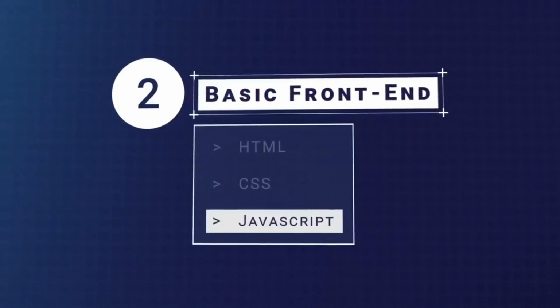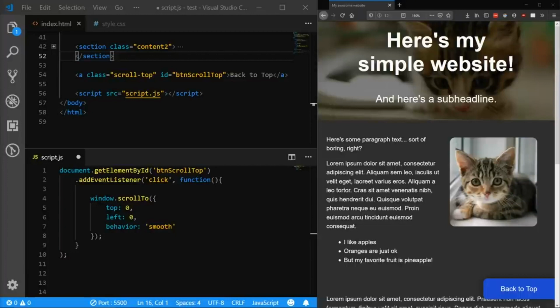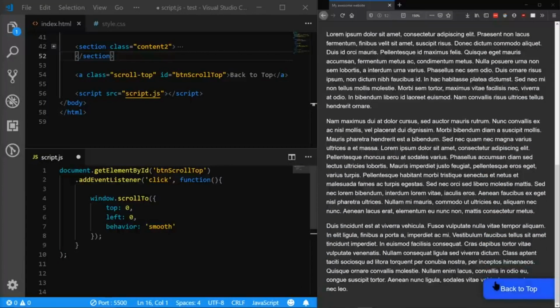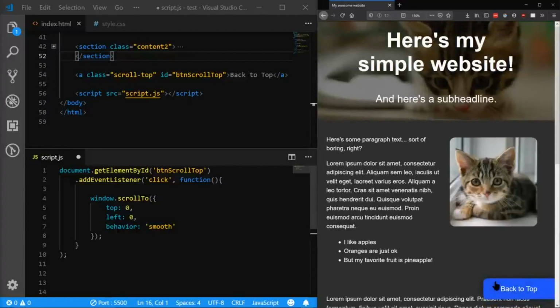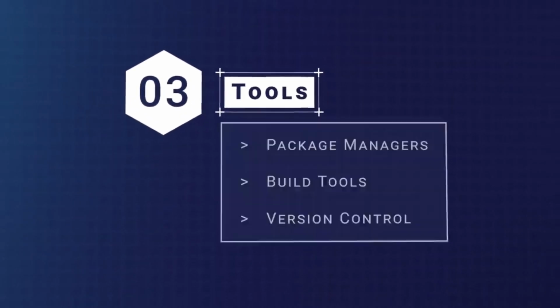JavaScript is a programming language that was designed to run in the browser. Using JavaScript, you can make your website respond to different inputs from the user or other sources. For example, you can build a back-to-top button that when the user clicks it, they'll scroll back up to the top of the page.